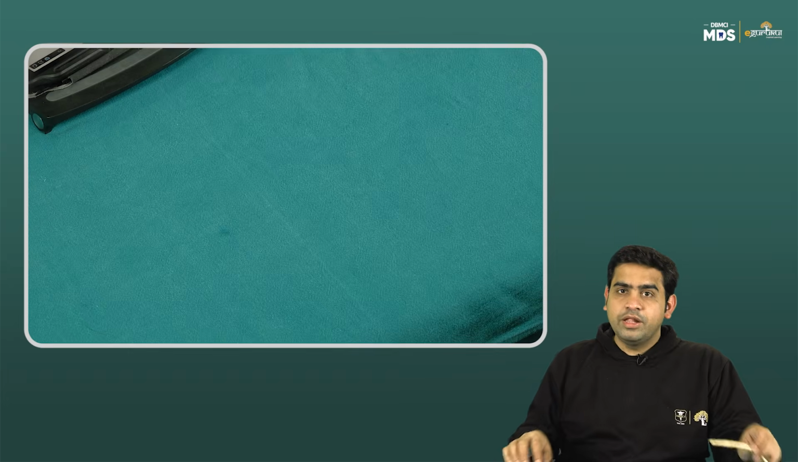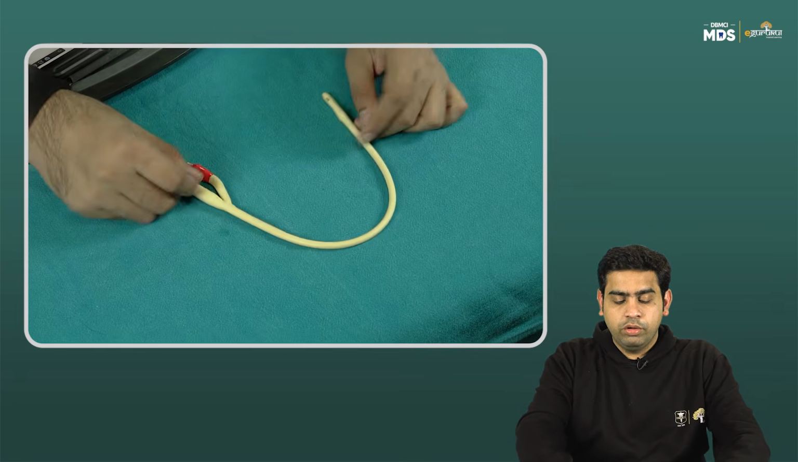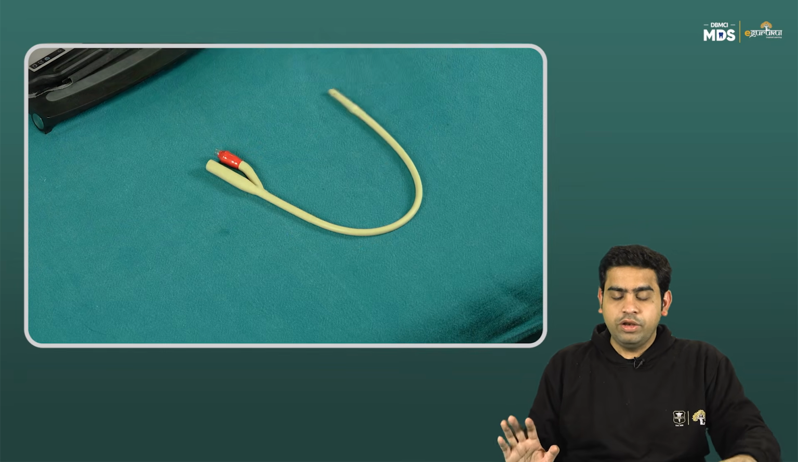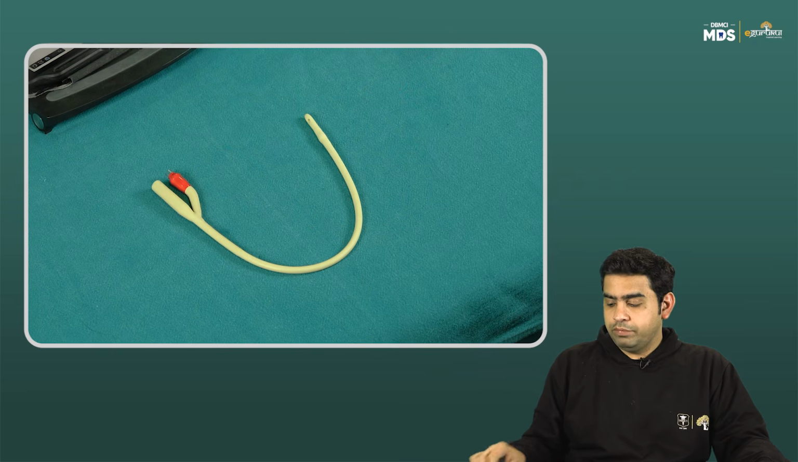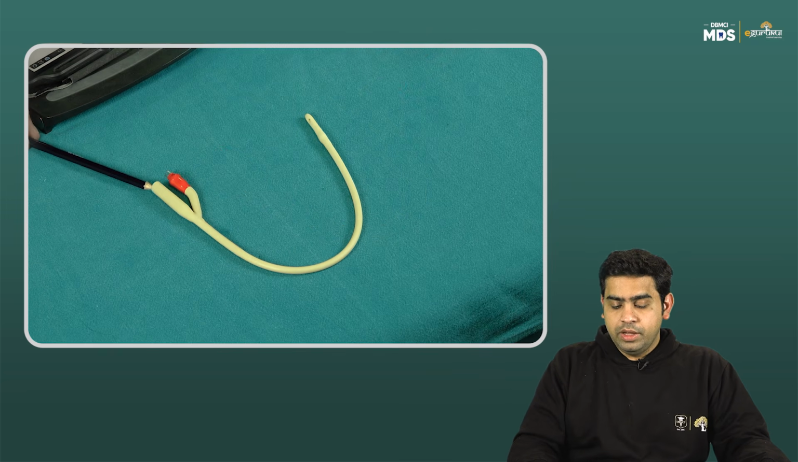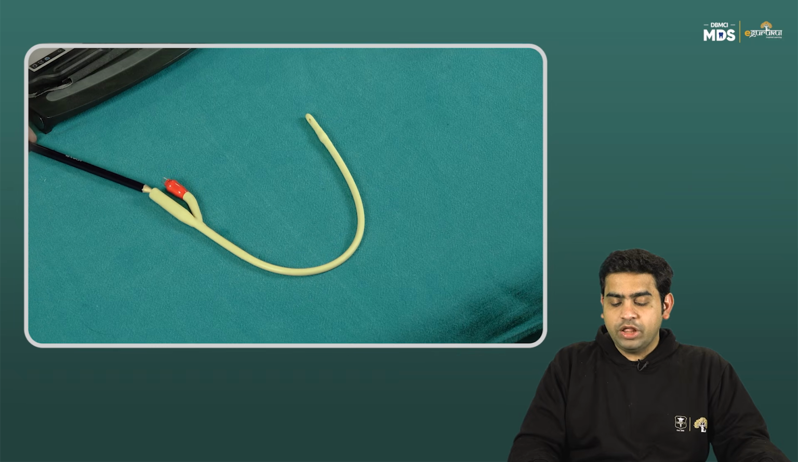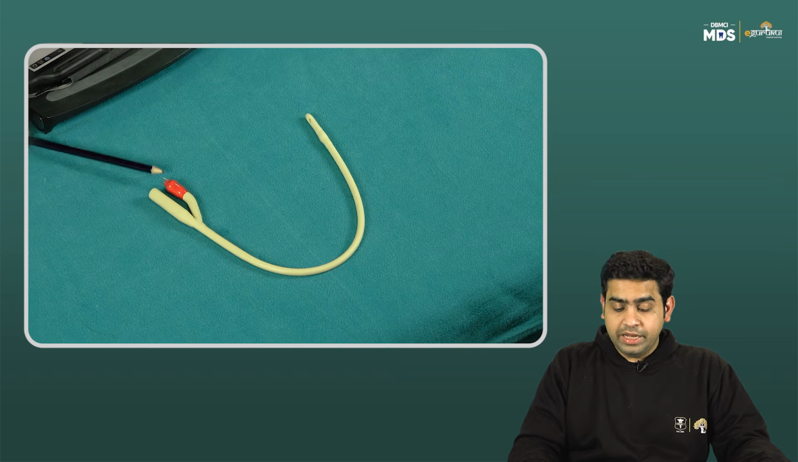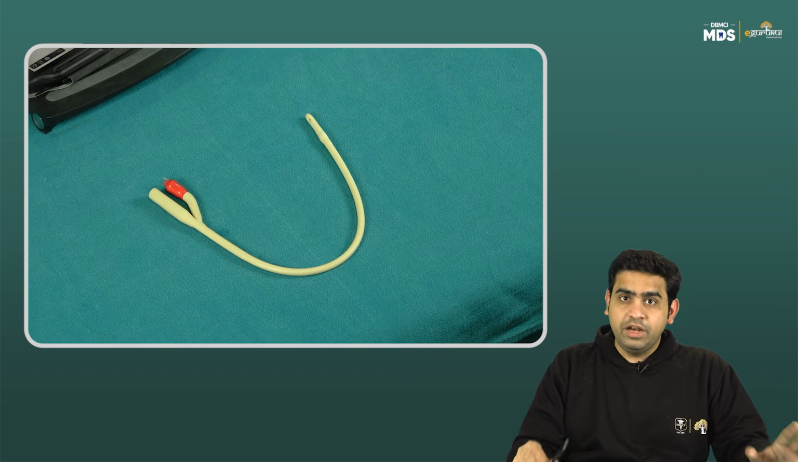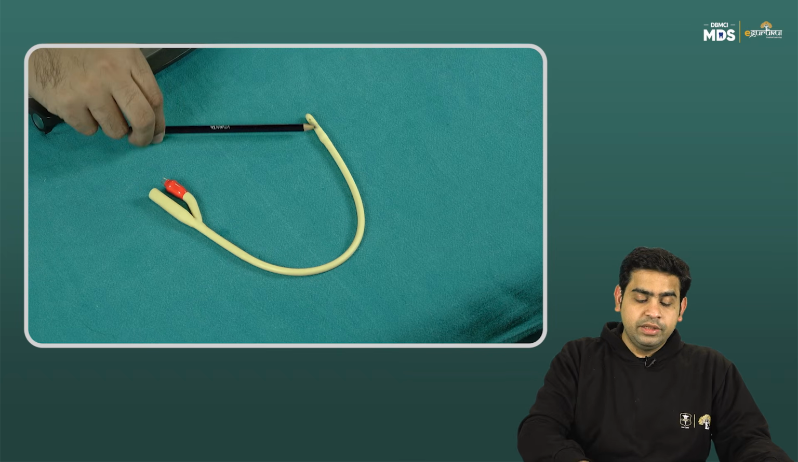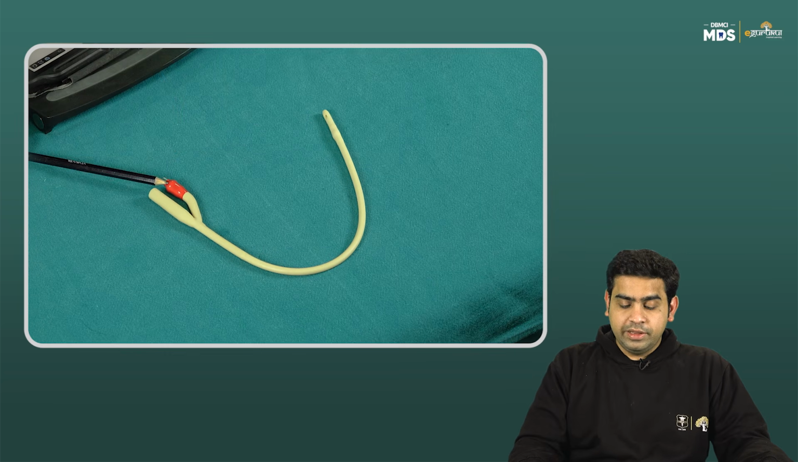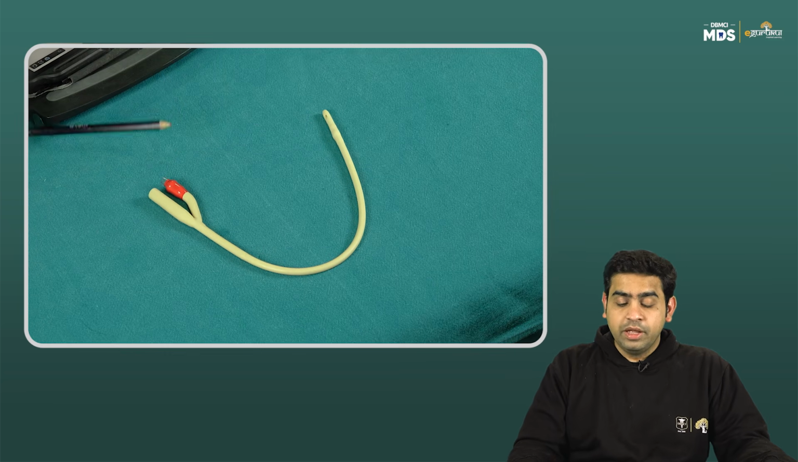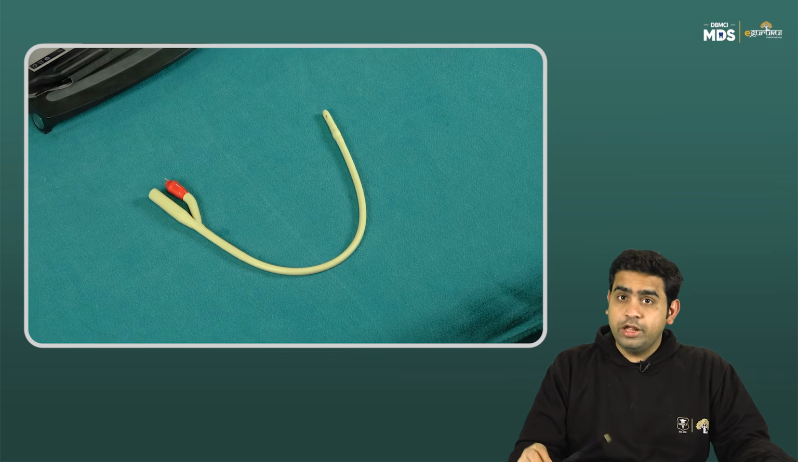Now let's have a look at this in real life. This is what you are seeing, your Foley's catheter. This is a two-way Foley's catheter. This channel is where you are going to attach the uro bag. This is the channel from where you're going to put the saline so that the balloon is inflated. I'll inflate the balloon and show it to you. This is the part where there is a deflated balloon at this point. And this color coding is not random. It determines the size of the Foley's catheter.